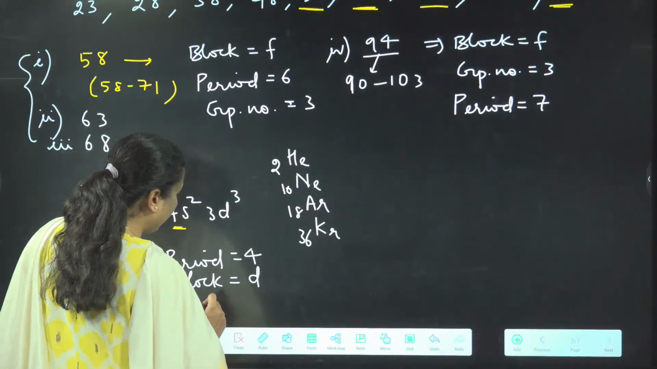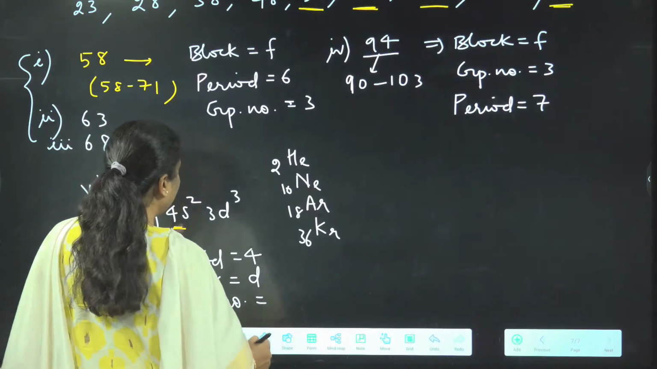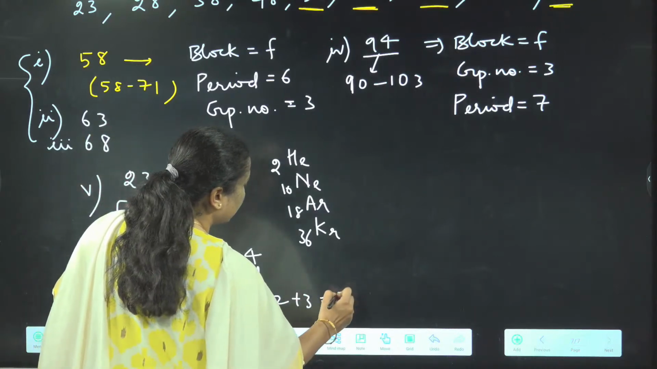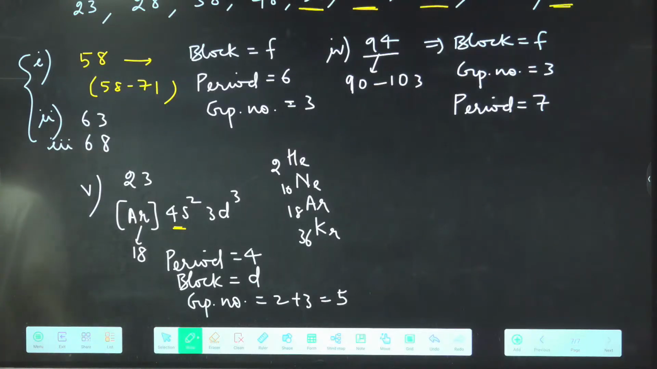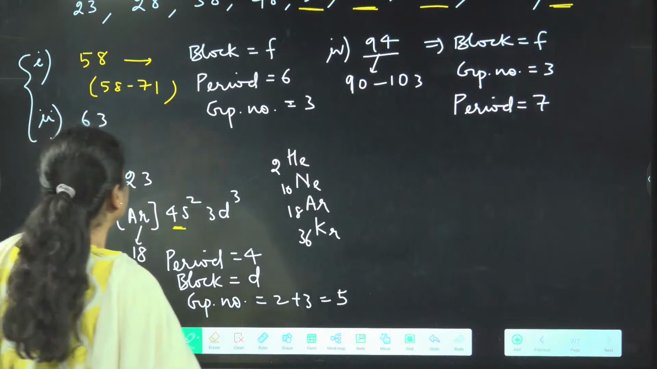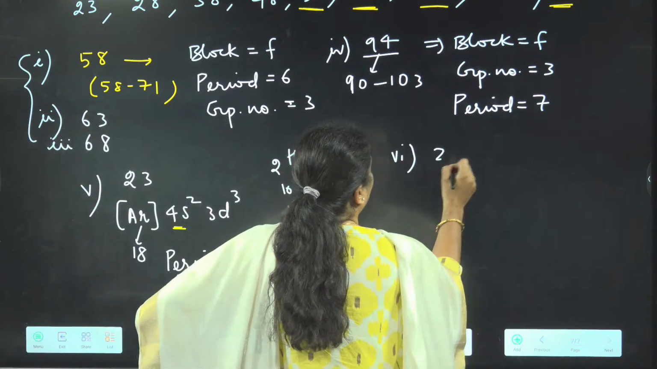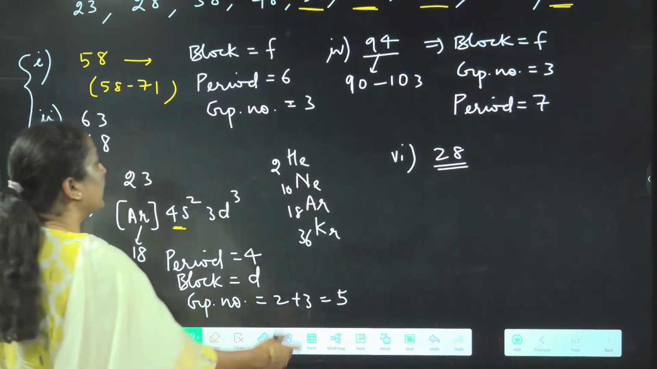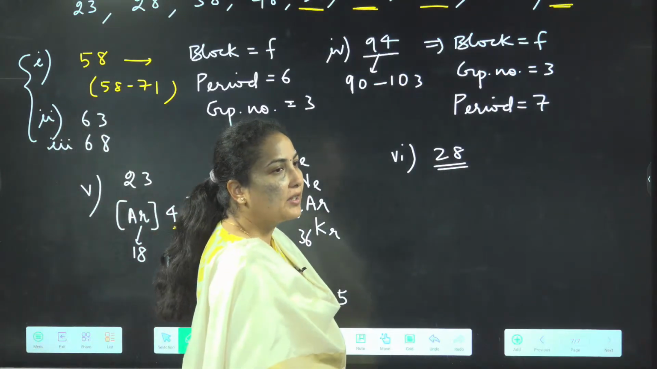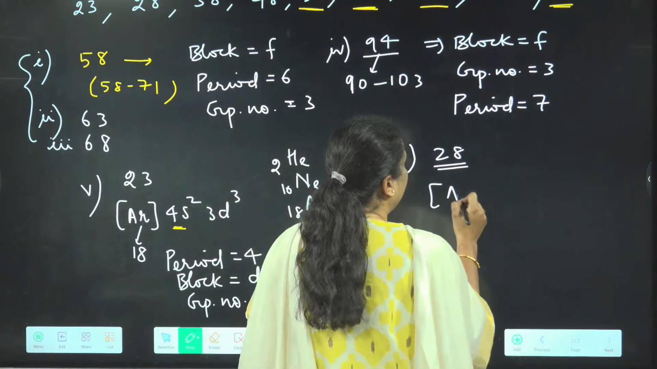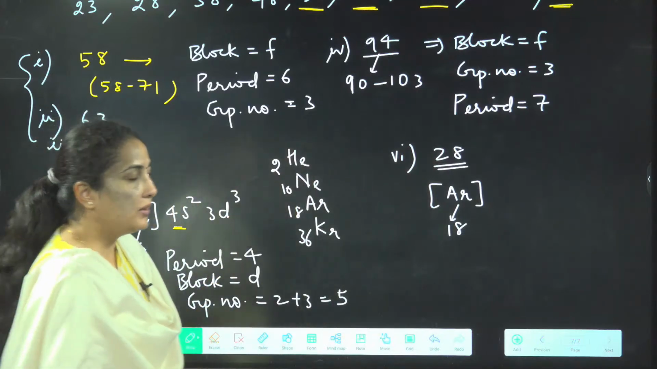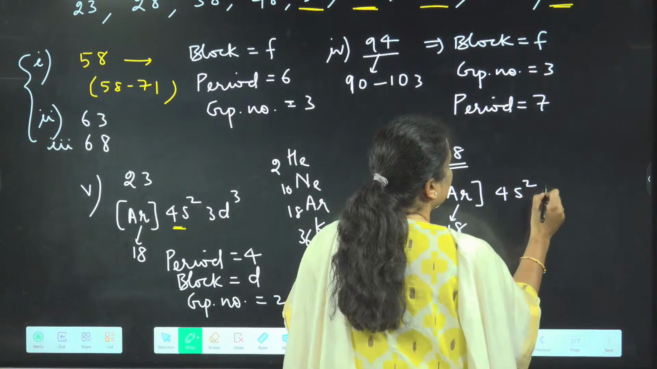And what about group number? Group number is going to be (n minus 1) d electrons and ns electrons. So you have 2 plus 3, which is 5. Yes, everybody got this answer? Then for 28. For 28 again, which inert gas is closest to that? It is argon again. So you are going to write argon. Argon is 18 and it marks the end of the third period, right? So after that it is 4s2, 3d8.